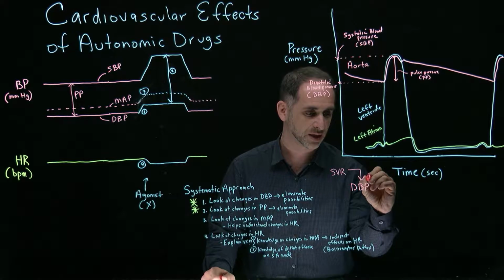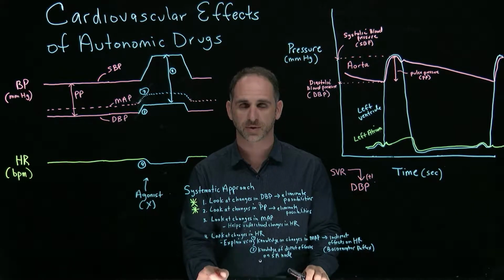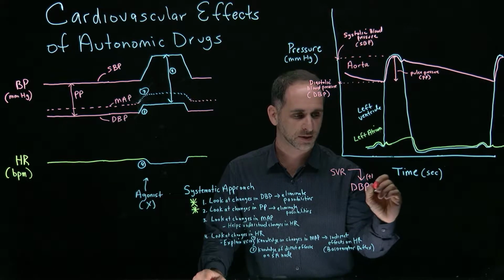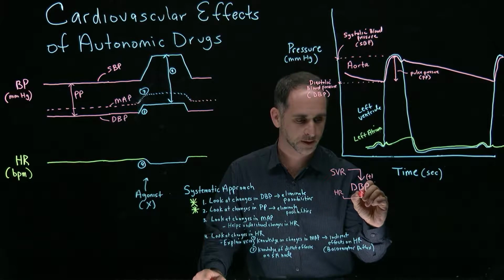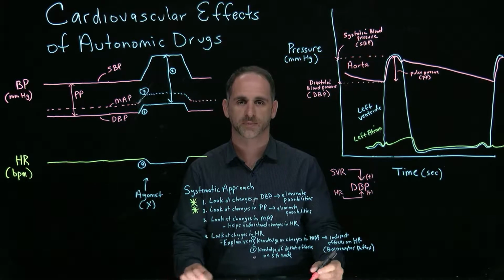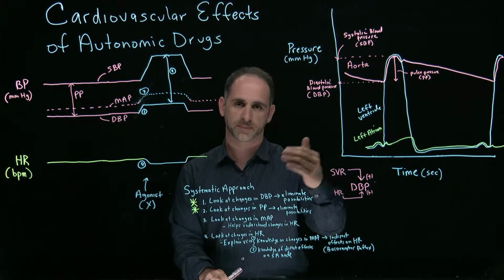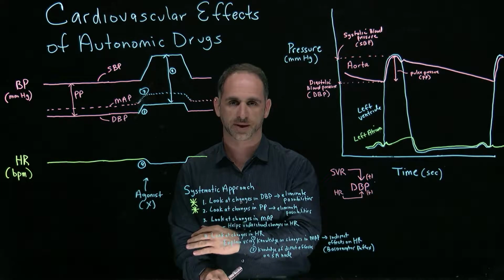So this is a direct relationship. They go in the same direction. And the heart rate, which is also an important factor, that has a direct effect as well. In other words, if heart rate goes up, the diastolic blood pressure could go up. The heart rate goes down, the diastolic blood pressure can go down.